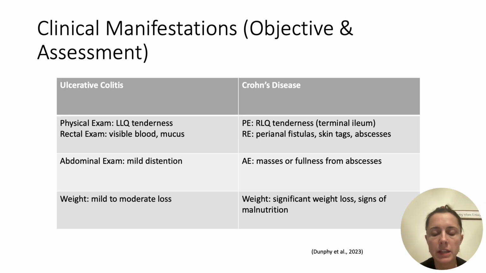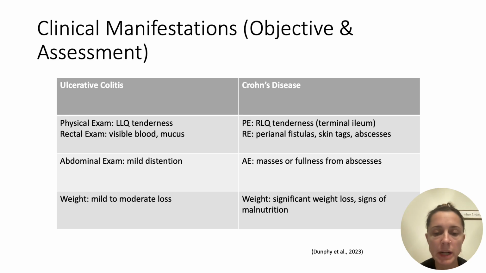So when these patients come in, you're obviously going to want to do a physical exam. For ulcerative colitis, it's going to be lower left quad tenderness. You may see some mild distension on the abdominal exam, and then the weight may be mild to moderate loss. And then for Crohn's disease, you'll notice right lower quadrant tenderness. On the abdominal exam, you may see masses or fullness from the abscesses, and then you will see a significant amount of weight loss or signs of malnutrition.